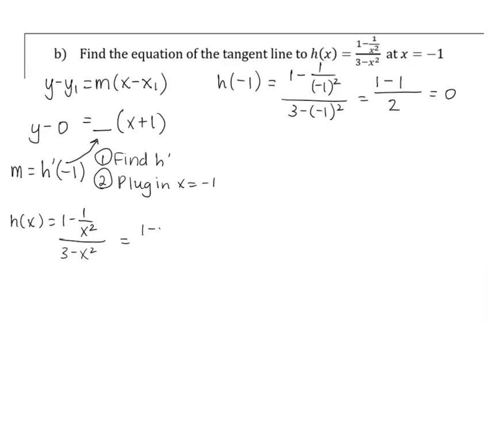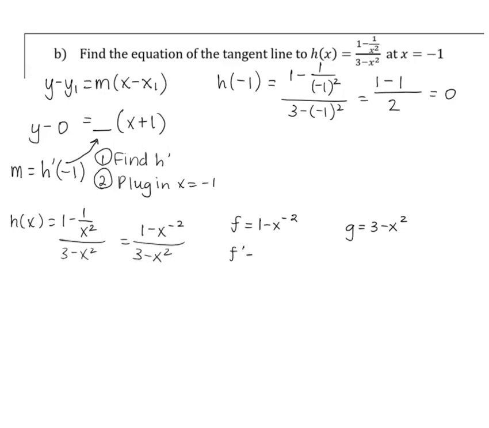I'm going to rewrite the numerator so that it is 1 minus x to the -2, and I'll leave the denominator alone. And I did that because to take this derivative, we are going to need to use the quotient rule because this function is a quotient. So the numerator will be our f of 1 minus x to the -2, and the denominator of 3 minus x squared will be our g.